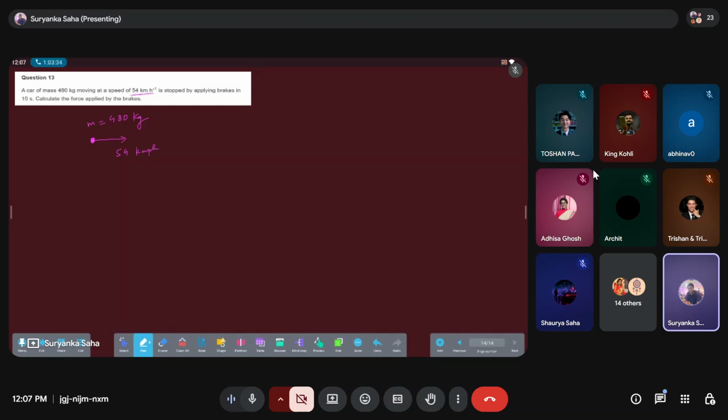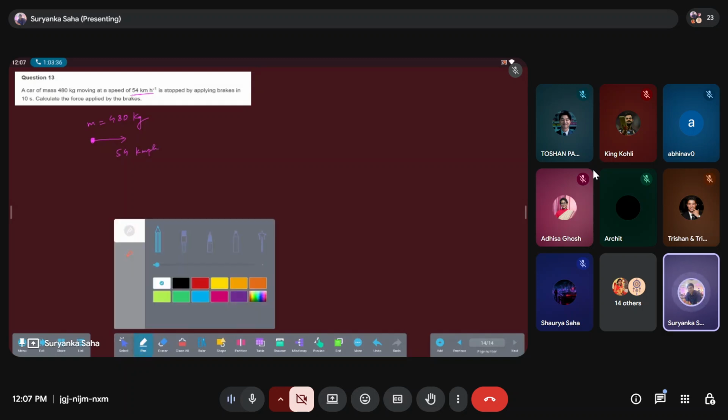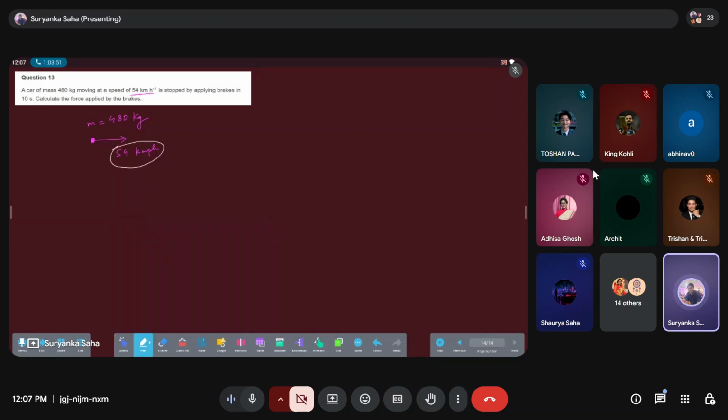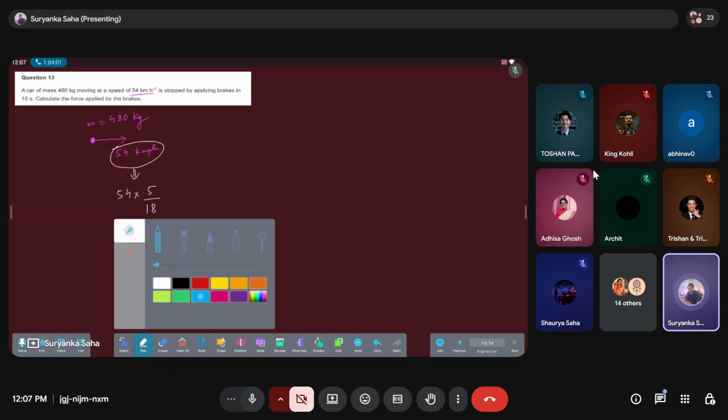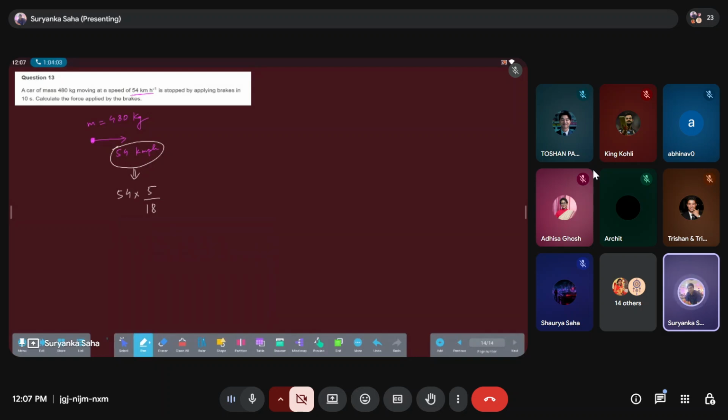Okay, now first thing, the car is moving in this direction and then suddenly brakes are applied. So just before brake application, what will be the velocity of the car? That will be 54 kilometer per hour. So let me first convert this value to meter per second. So 54 into 5 by 18, isn't it? So it will be 18. You cancel it out. How much? 18 threes are how much? 15 meter per second.